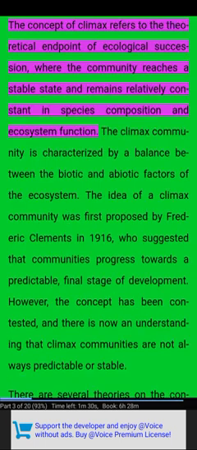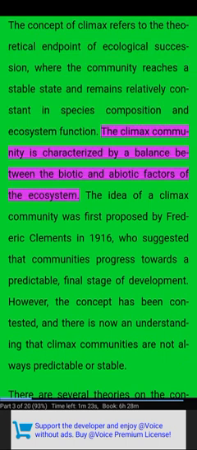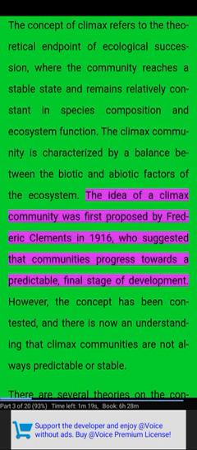The concept of climax refers to the theoretical endpoint of ecological succession, where the community reaches a stable state and remains relatively constant in species composition and ecosystem function. The climax community is characterized by a balance between the biotic and abiotic factors of the ecosystem. The idea of a climax community was first proposed by Frederick Clements in 1916, who suggested that communities progress towards a predictable, final stage of development.